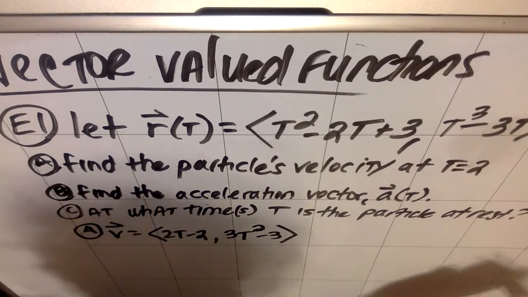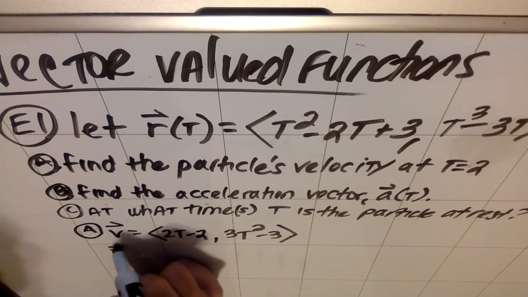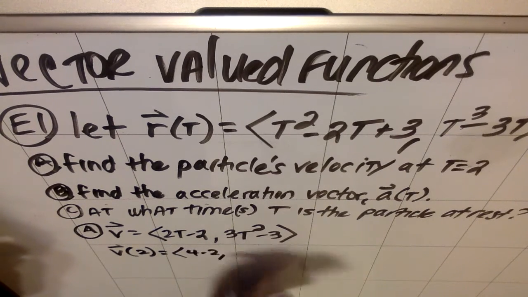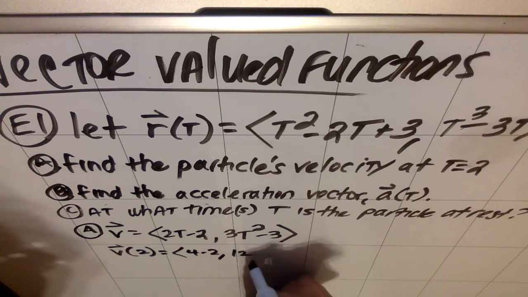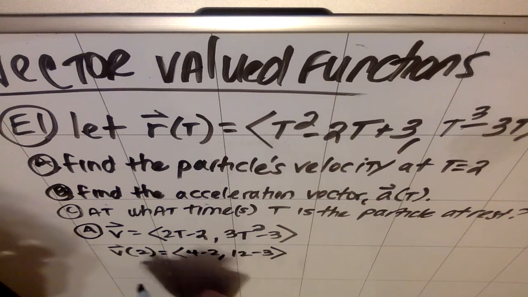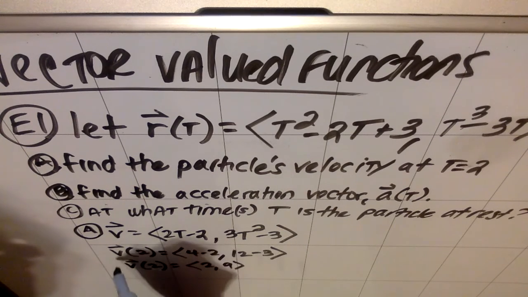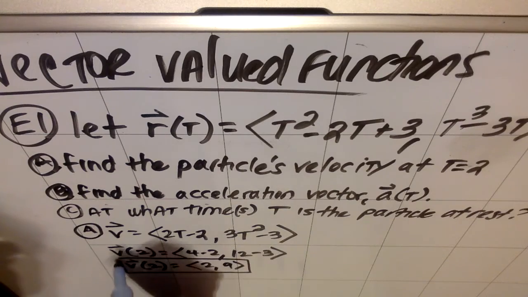So that's my velocity vector all the time, which means my velocity vector at 2 should be 4 minus 2, comma, 12 minus 3. So my velocity vector at 2 is a 2 in the x direction and a 9 in the y direction, and that's my answer to part A.